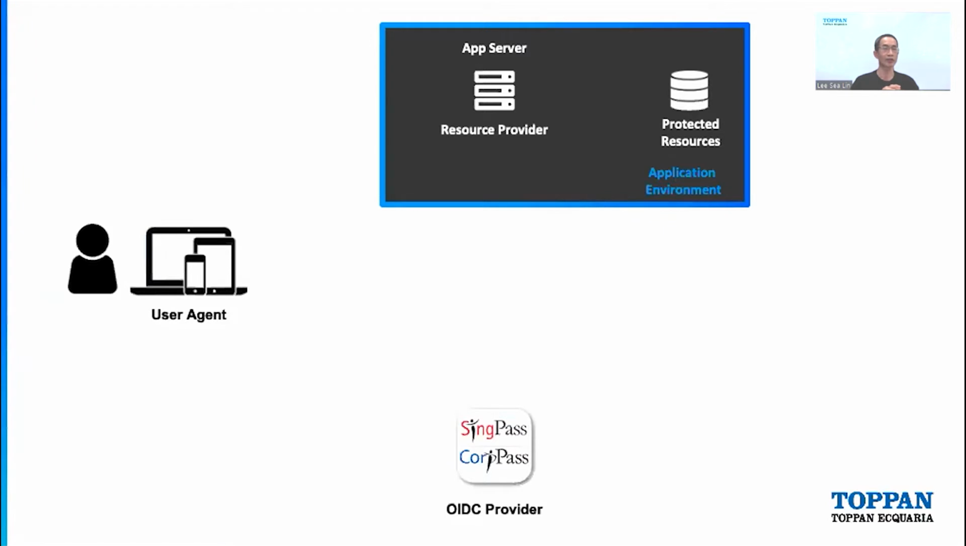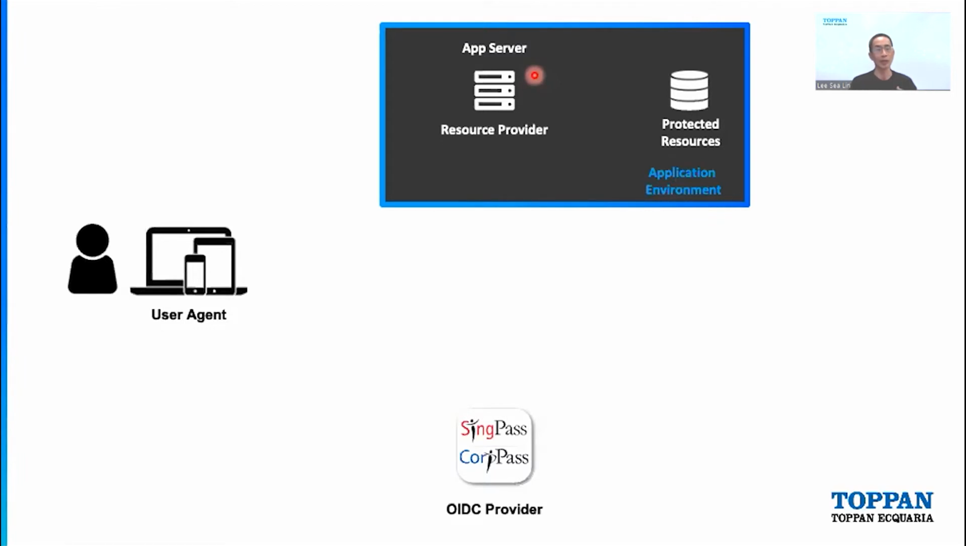So you have the user on the left-hand side here, who could be using a web browser or a mobile device. In OIDC speak, this is typically called a user agent. And then you would like to access, say, an application, maybe a business licensing system or a grant application system. These systems are typically called a resource provider.